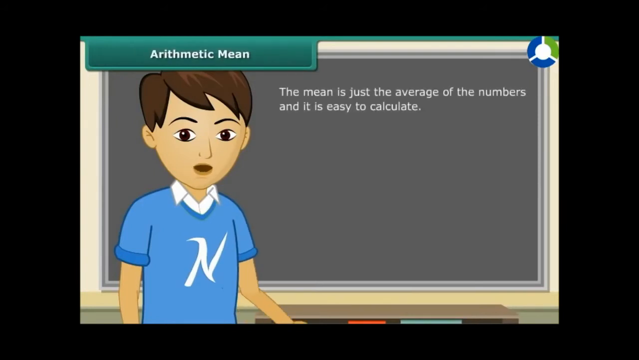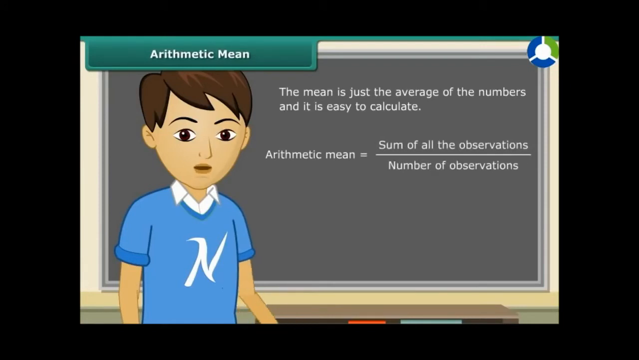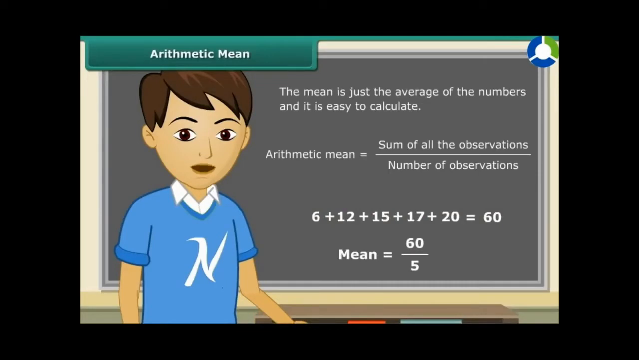The mean is just the average of the numbers and it's easy to calculate. Basically, mean is equal to the sum of all the observations divided by the number of observations. Let us calculate the mean of these numbers. Add up the numbers first. The sum of these numbers is 60. There are total 5 numbers. So the mean is equal to 60 divided by 5, which equals 12. Therefore, the mean of the above numbers is 12.